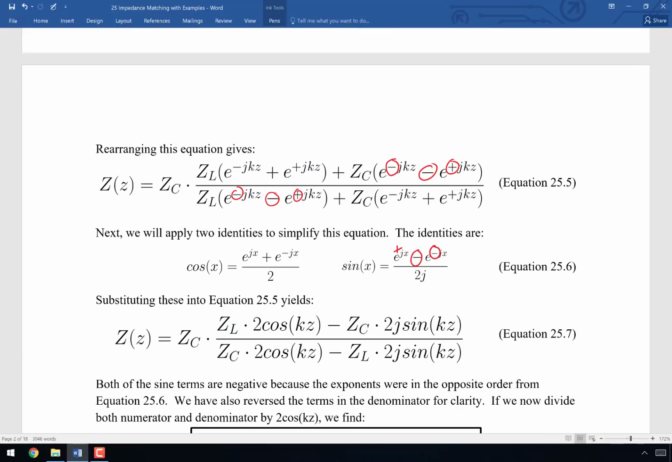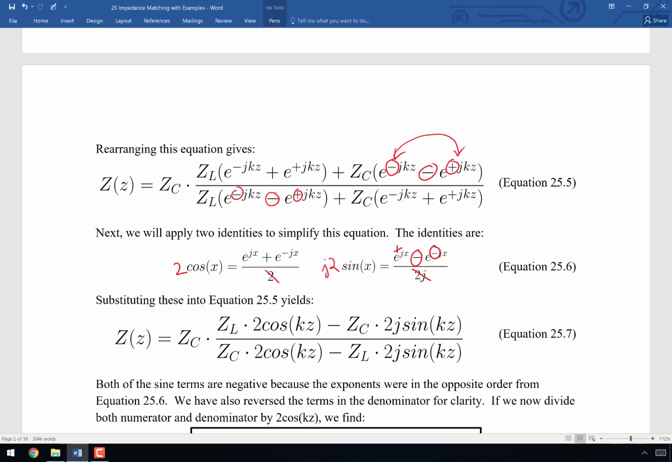So when we replace the e to the jkz plus e to the minus jkz, that's going to become 2 cosine of kz. We can take this 2 and move it over to here, just as we take this 2j and move it over to here. And you can see that we've got 2 cosine of kz in the numerator and 2 cosine of kz in the denominator. And then we have negative 2j sine of kz and negative 2j sine of kz, again because the order of those 2 terms needed to be flipped.